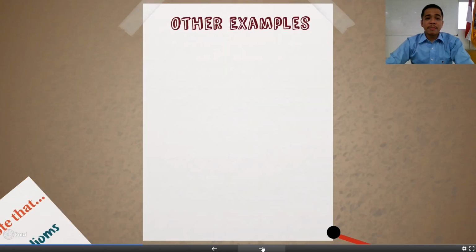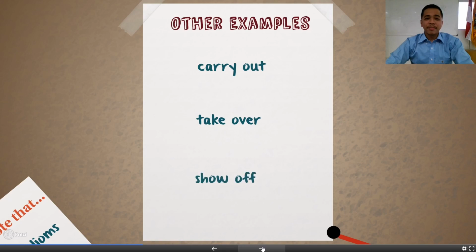Now let's try to look at some more examples. Carry out. Now carry out means to try to complete or fulfill a task. For example, the colonel asked me to carry out the mission. Another one, take over. Now take over means to assume control or to take control of something. For example, the colonel asked me to take over. Now let's go and carry out the mission. Last one, show off. Now show off means to brag about something or someone. Example, the colonel is showing off his new girlfriend to the soldiers.